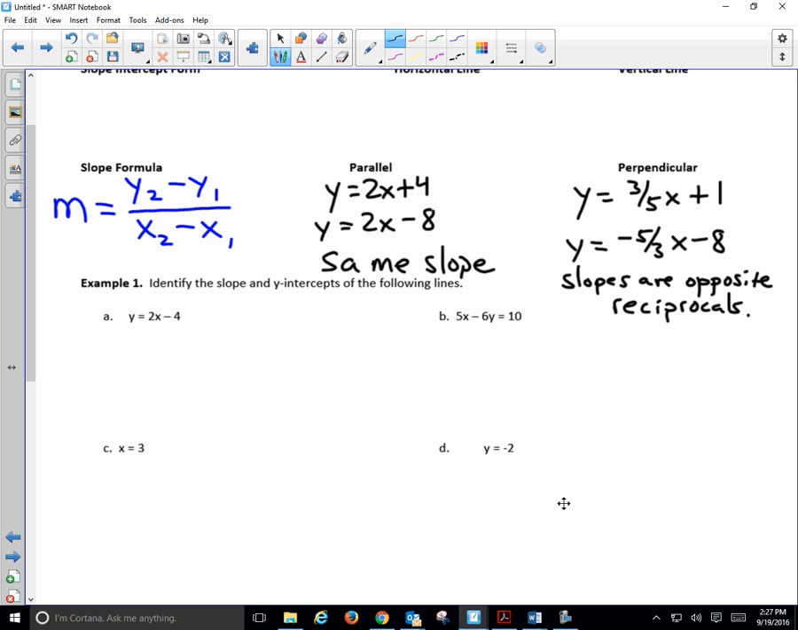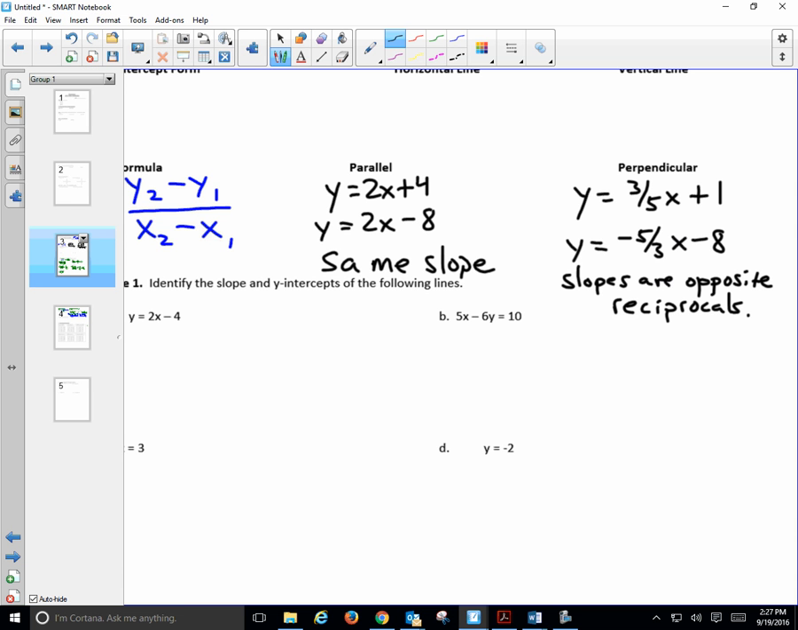So that's what you need to remember about parallel and perpendicular lines. Parallel, same slope. Perpendicular, opposite reciprocal slopes.